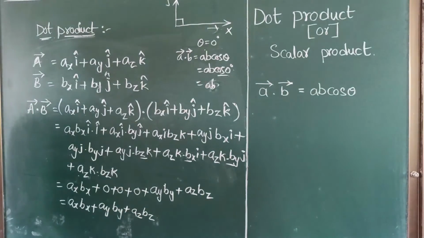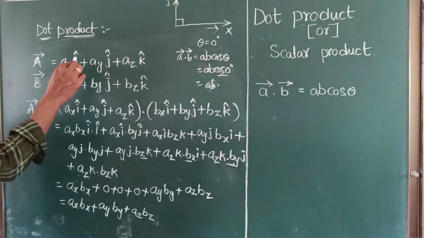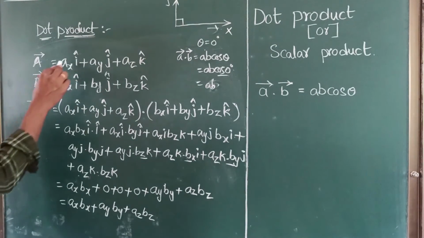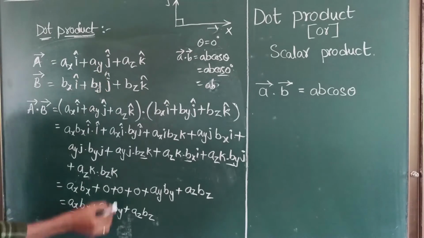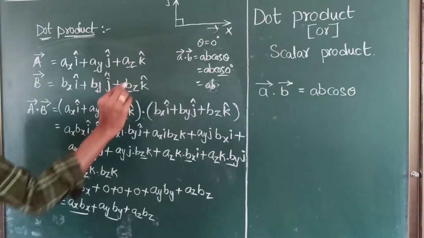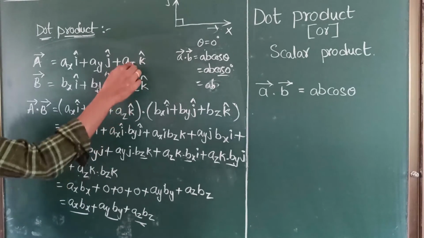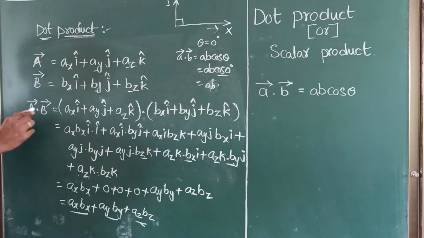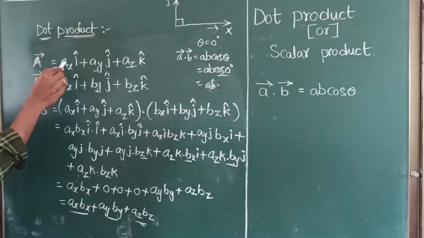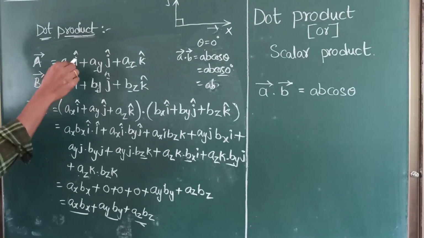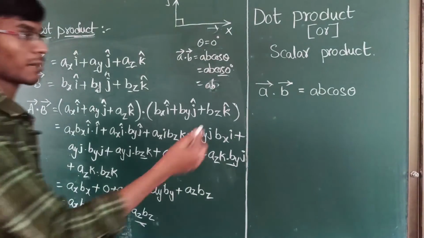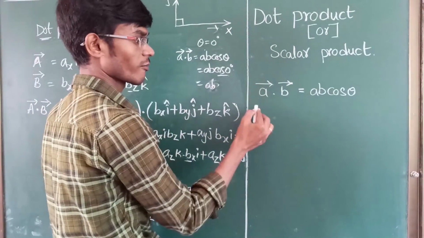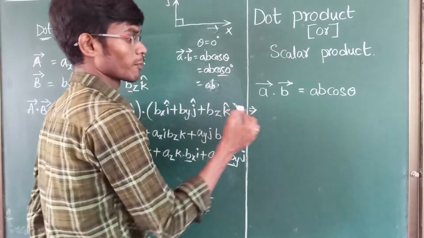See, observe here what we are doing. i cap into i cap, Ax into Bx; j cap into j cap, Ay into By; k cap into k cap, Az into Bz. So the dot product of two vectors is given by the sum of the products of their components: x components, y components, z components. Okay. So here, if you observe this for different angles, what will be the dot product?